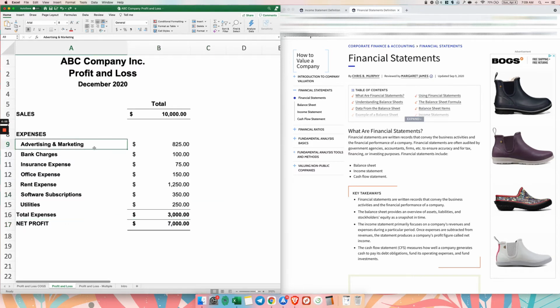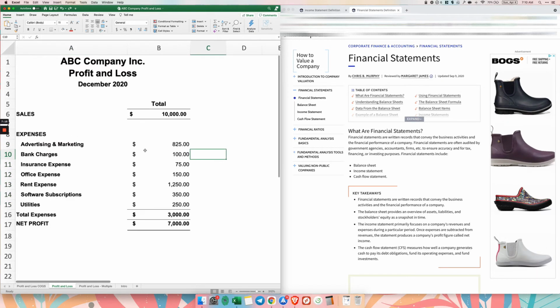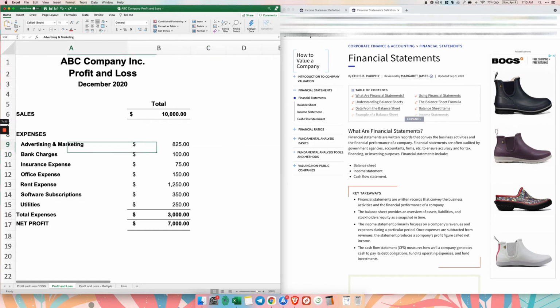So expenses: advertising and marketing, bank charges, insurance expense, software. You can call these expenses anything you like. Instead of software subscriptions, you call it something else. It's the same thing. There are some expense accounts that don't change, like depreciation expense. It's always called the same thing. But if you want to call advertising and marketing a different name, like promotions or whatever, that's totally fine. At the end of the day, the income statement will just show sales and expenses and the net profit.